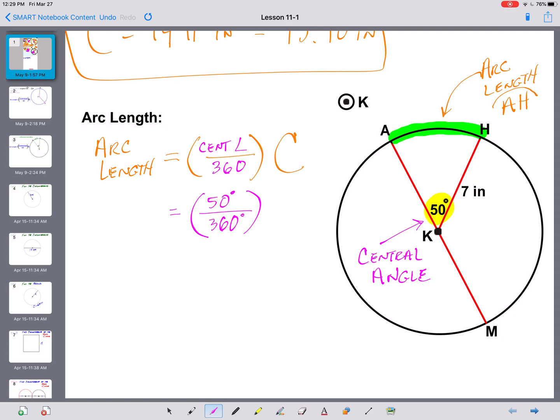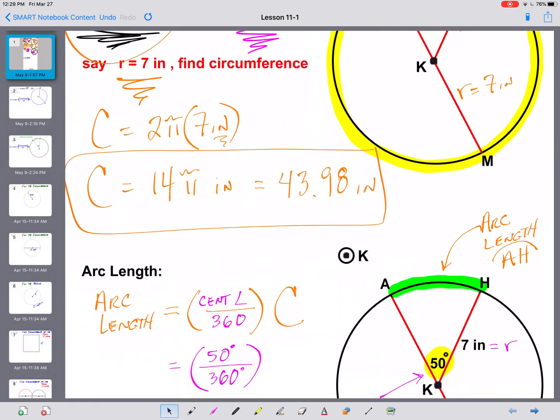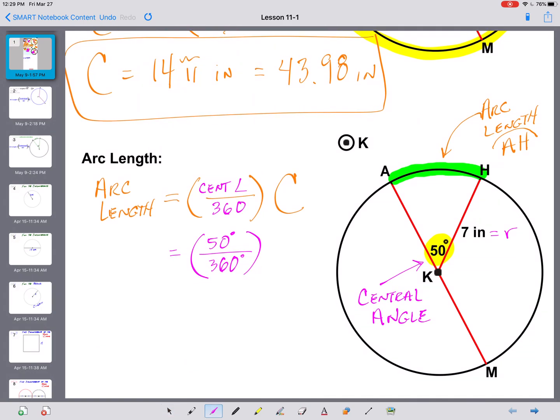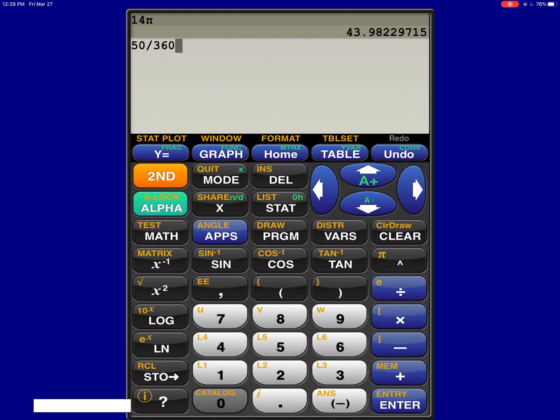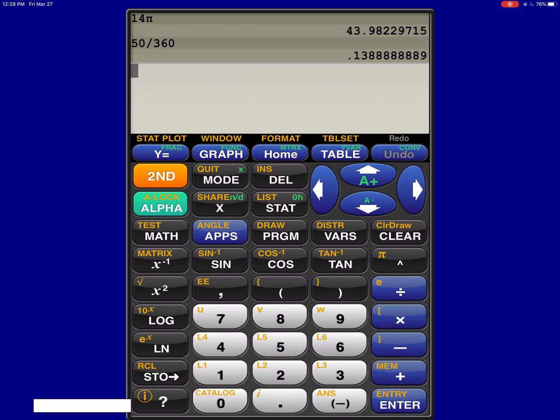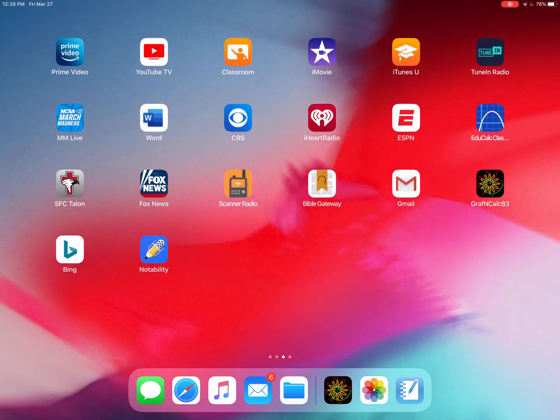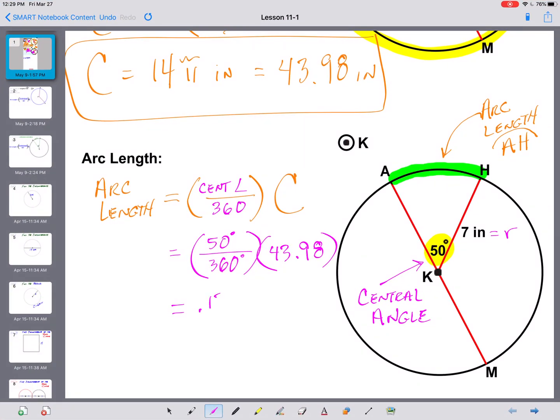Now, do we know the whole circumference? Well, the radius is 7 inches. And I think we just finished that problem. There it is. We do know the circumference. It is 43.98. Now, what I'm going to do in my calculator, I'm going to divide 50 by 360. That's the first thing. Let's go do that. 50 divided by 360. Get an answer. I like 4 decimal places. 0.1388. Here we go. 0.1388. Okay.